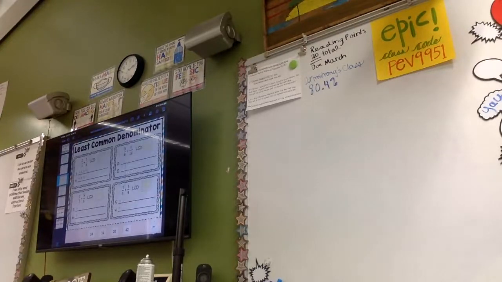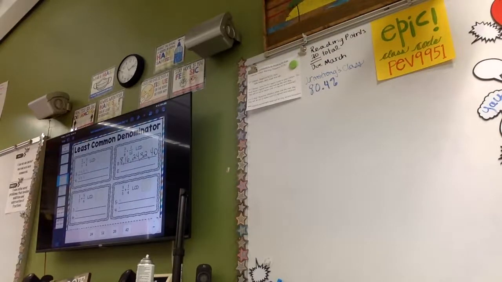Okay, so we're going to go for 8. All right, so 8 times 1 is what? 8 times 2? 8 times 3? 8 times 4? 8 times 5? 40. Okay, I'm just going to go to 5.